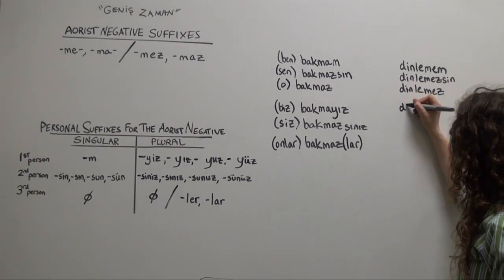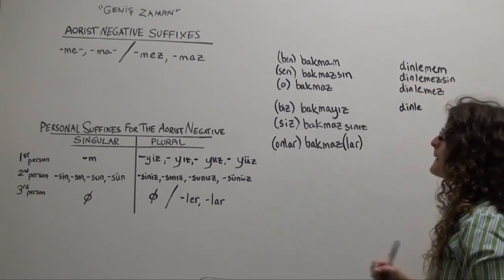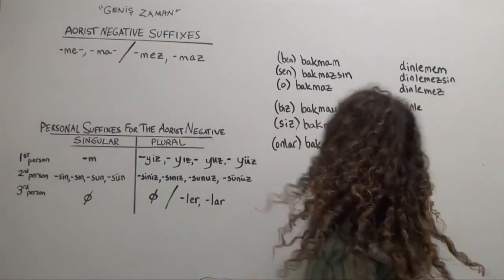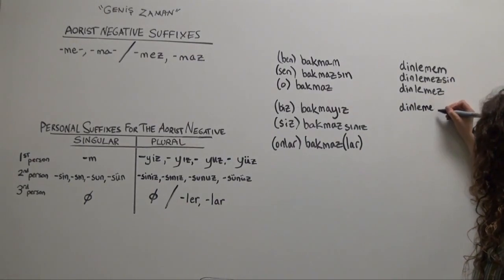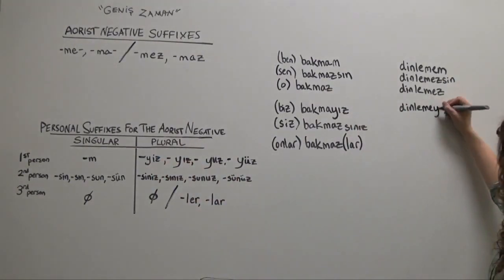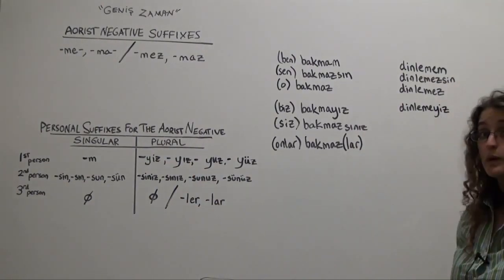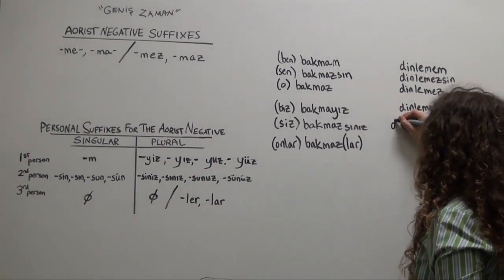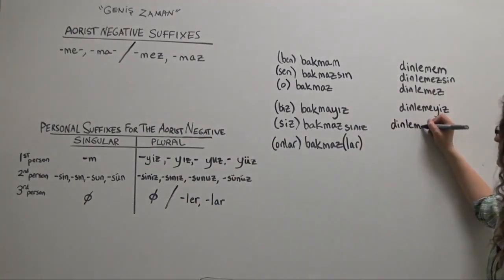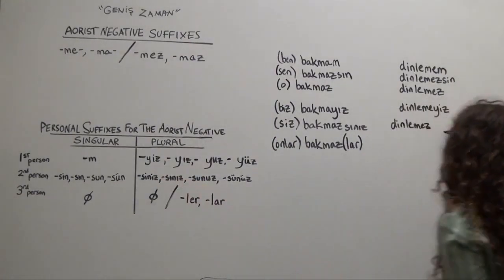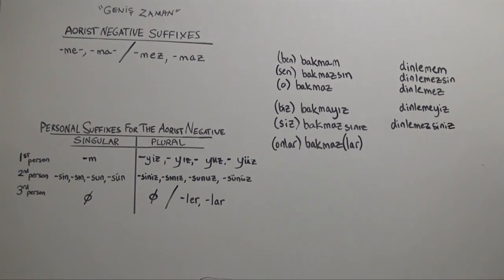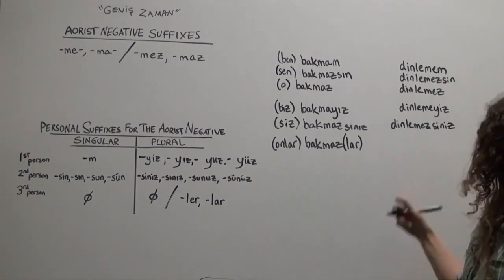Biz dinleme, first person, so we're using the me, ma. Dinleme, buffer y, iz. Dinlemeyiz. We don't listen or we won't listen. Siz dinlemez, siz dinlemezsiniz. You don't listen or you won't listen.